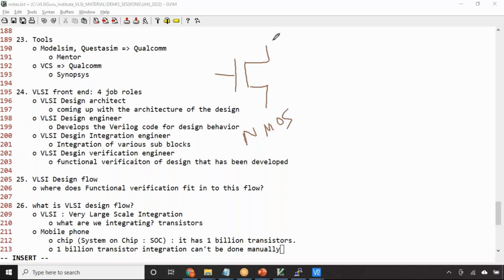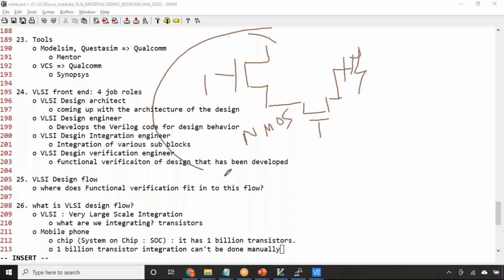Okay, imagine connecting such 100 crore transistors. What results in my mobile phone? So what does it mean? I connect this to some other transistor like this. I connect this as input to one more transistor here. Like that, how many transistors have I connected in this diagram? 3 transistors I have connected.